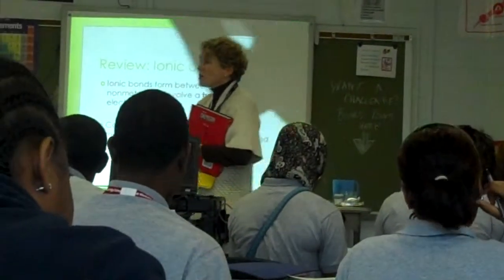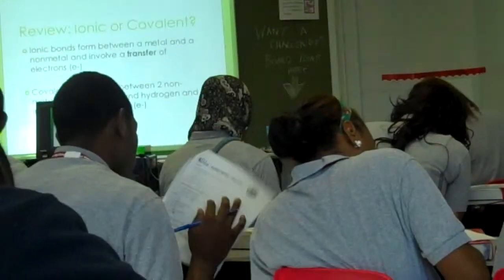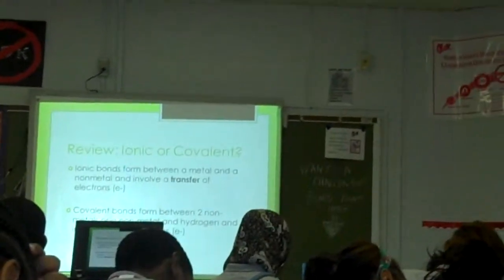So you should be taking notes now on the bottom of page 1-1. The ionic bond is a bond between a metal and a non-metal.